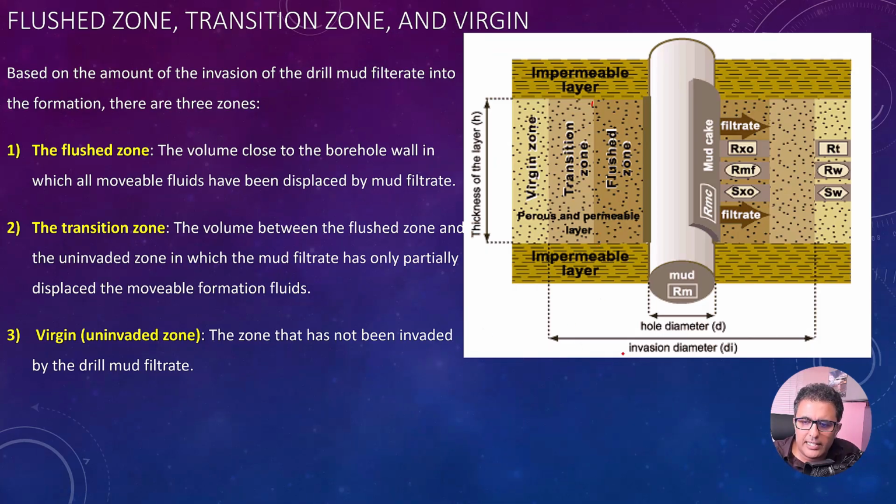And here, another important property is the invasion diameter, which is the diameter of both the transition zone and the flush zone. And why is it important? Because again, it is linked to the permeability of the reservoir. The more permeable the reservoir is, the larger the invasion zone. And if we can measure it, we are able to have some idea about the permeability of the reservoir.